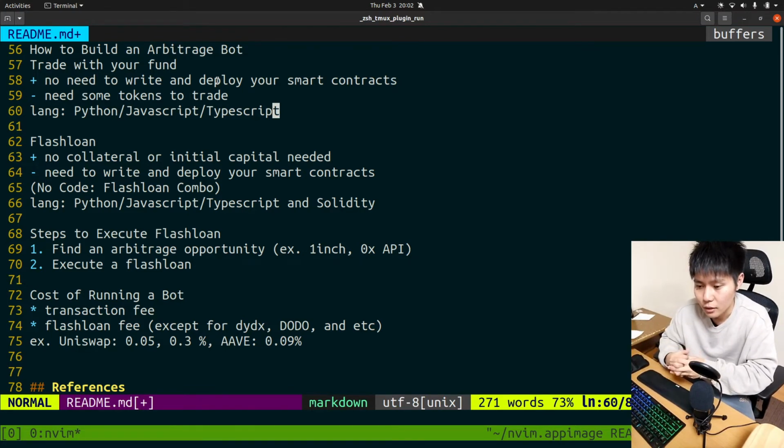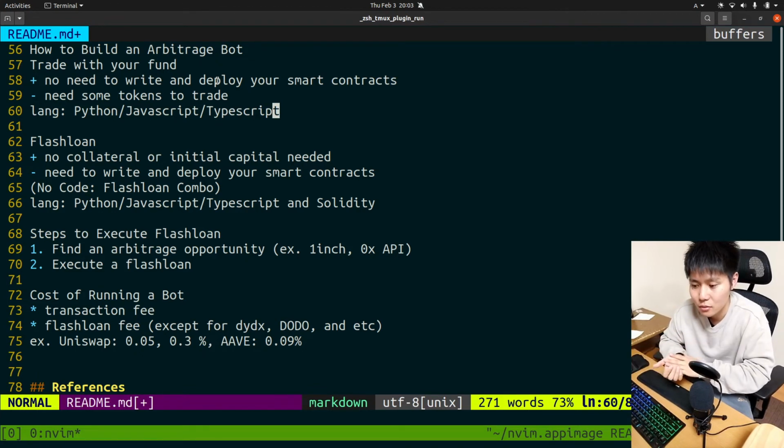The cost of running a bot: the first is the transaction fee, and the second is the flash loan fee. If you choose Matic or Binance Smart Chain, the transaction fee is really cheap compared to Ethereum mainnet. Also, arbitrage opportunities usually come when volatility is high, meaning the gas price is also high, so transaction fees get really high. That's why you have to choose wisely which network you want to execute a flash loan on.